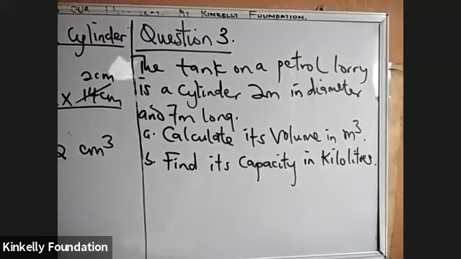The tank on a petrol lorry is a cylinder 2 meters in diameter and 7 meters long. Calculate its volume in meter cube and also find its capacity in kiloliters.